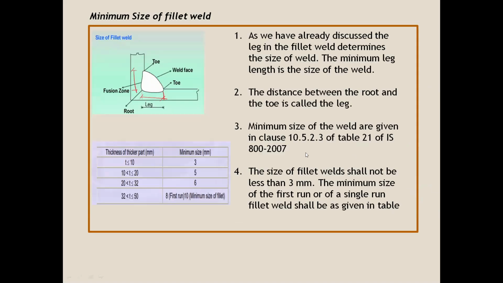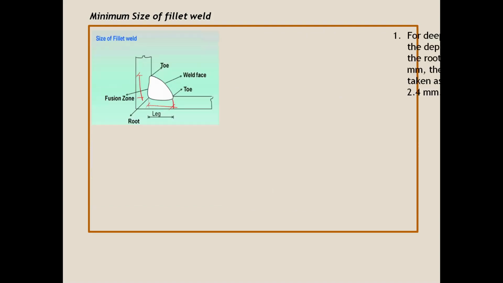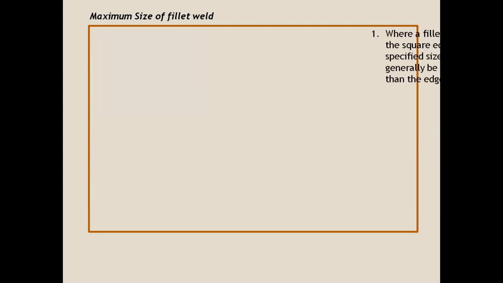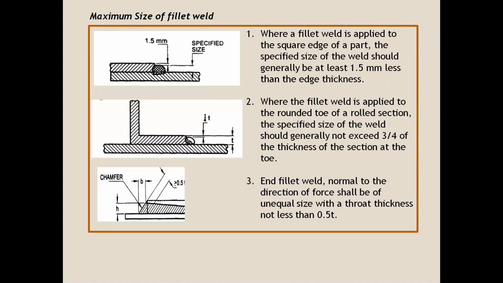You have to follow clause 10.5.2.3, Table 21, of IS 800:2007 for the minimum size of fillet weld. The table is taken from 2021. You have to maintain the size of fillet weld, and the maximum fillet weld size also I explain. Take into account these parameters, square and rounded, and end portion. You have to maintain this as per standards.